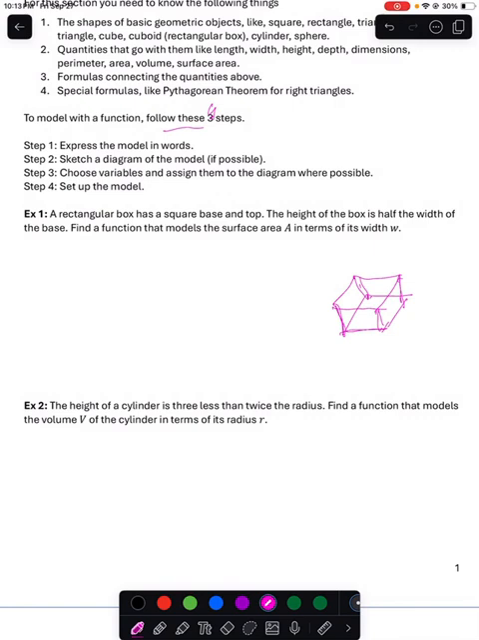This base and this side are equal. That's why it is a square. So the question is telling us that it has a square base and square top, and the height is half the width of the box. Now we have to assign variables. Since it is mentioned in the question, find a function that models the surface area A in terms of its width W, it is given to us, so we must use the same letter for the width, which is W. If it is not given, then you can use any letter.